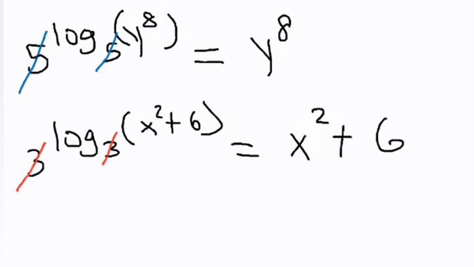So you see 5 raised to the power of log base 5. That's the only condition it can cancel out. Do you get it now? But if it is a different base, it can never cancel out. So similarly, for the second question, you can see that it is having base 3. So our answer is still x squared plus 6.